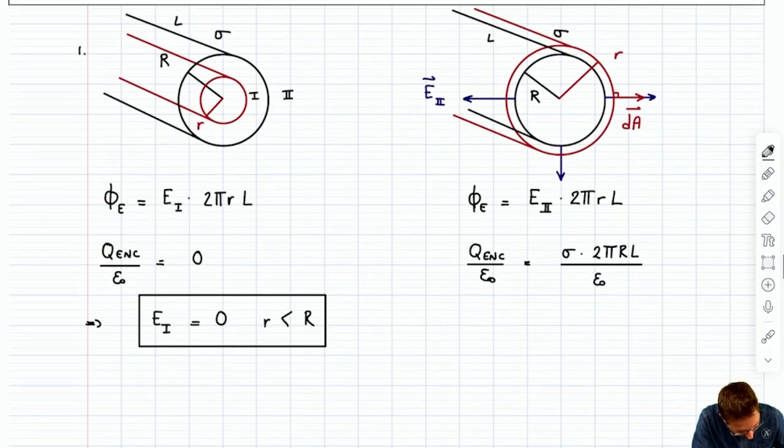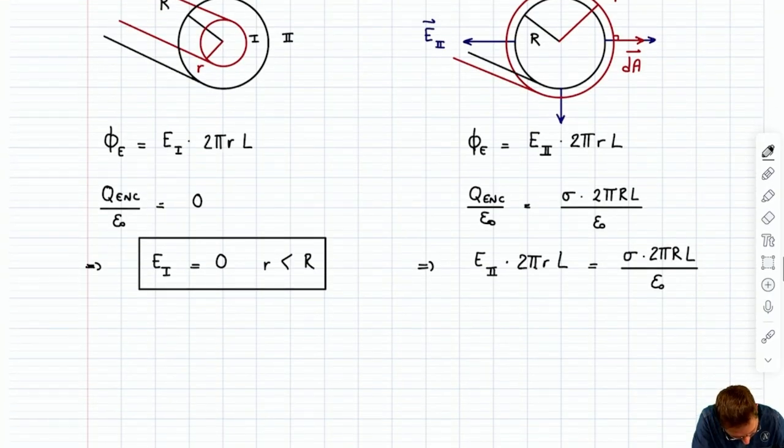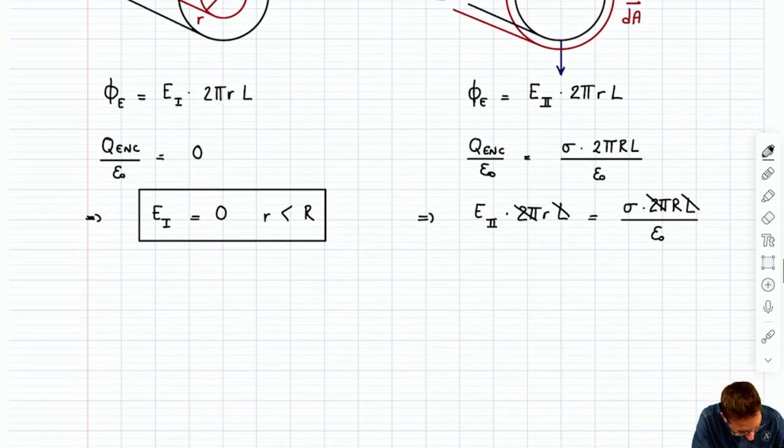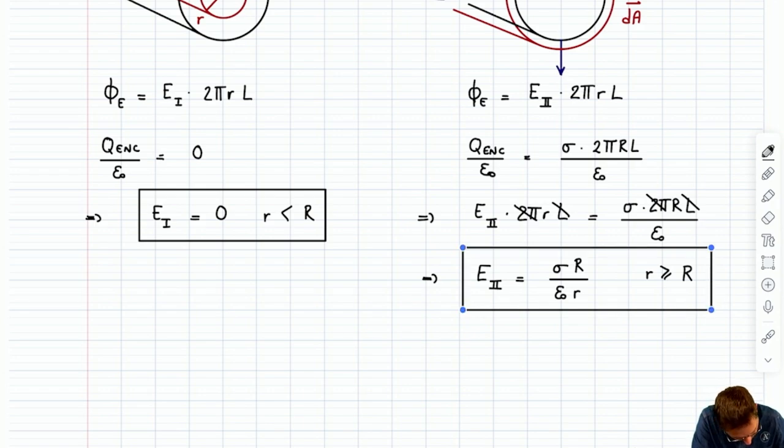Don't forget epsilon naught. By Gauss's law, we have E2 times 2 pi rL is equal to sigma 2 pi big R L over epsilon naught. 2 pi L goes away. Makes sense. The answer should be independent of L if it's truly an infinite cylinder. And then E2 is going to be sigma big R divided by epsilon naught little r, for little r greater than or equal to big R. Okay, and this is radially outward for that matter.